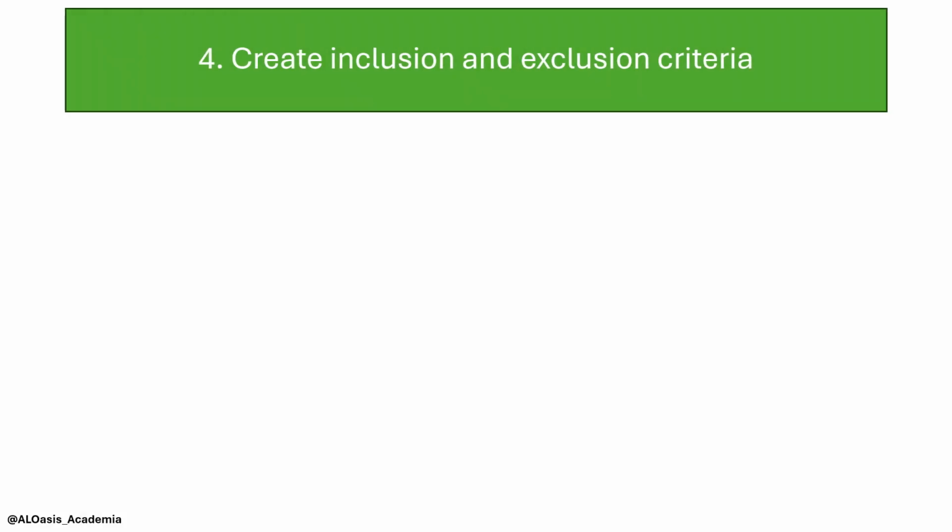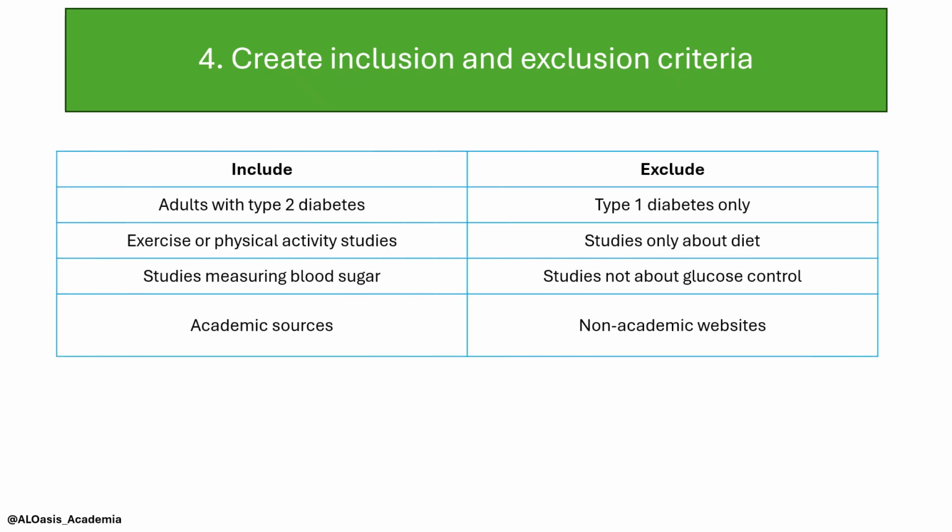Now we get to the fourth step, which is inclusion and exclusion criteria. Here you need to be clear what papers you're going to include in your writing and what papers you're going to exclude from your research. You can have a very simple table like that, and then you write all the criteria that if a paper has, you will include that paper, and if the paper doesn't have, then you will exclude the paper.